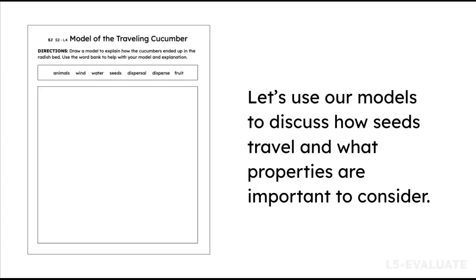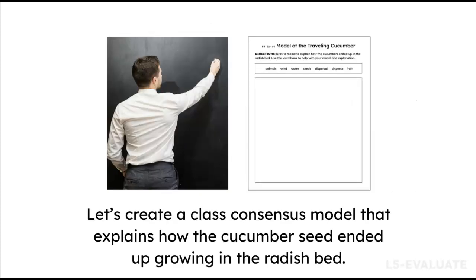For the Evaluate portion, you'll invite students to gather in a circle to review what they've learned about how seeds move from one place to another and how properties are important to consider when modeling an animal dispersing seeds. You'll ask them to bring the Model of a Traveling Cucumber student journal page to the discussion. You'll then have students share their models from the Model of a Traveling Cucumber student journal page. Using student ideas, you'll create a class consensus model that explains how the cucumber seed ended up growing in the radish bed.